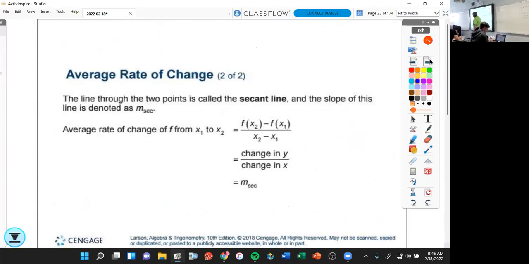So m is used to represent slope, right? y equals mx plus b, m is slope. So when you see m with a subscript of SEC, that stands for secant. It's not seconds, it specifically means secant. The slope of the secant line. Does this formula look familiar?